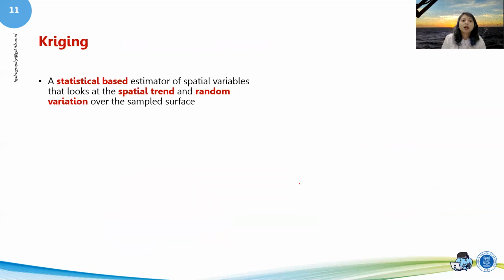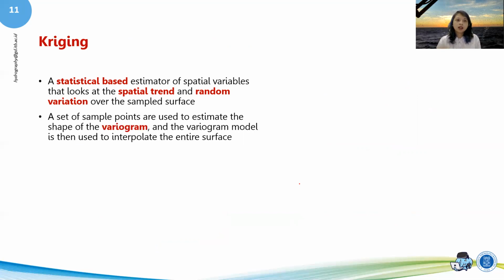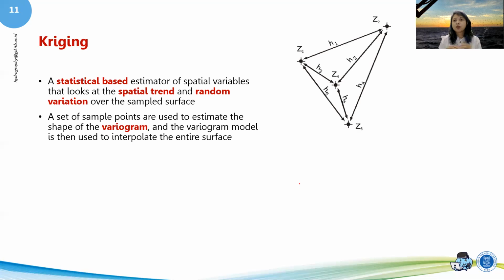Kriging is a bit more complicated because it has a statistical analysis behind it that looks at the spatial trend and the random variation of the sampled surface. We will see how it works. For example, you've got a lot of points, but in Kriging, they only take a number of the sampled points and make a variogram. This variogram model is then used to interpolate the entire surface. You can imagine the same thing, where we interpolate Z1, Z2, and Z3 into Z4.